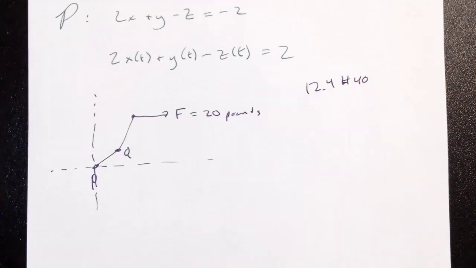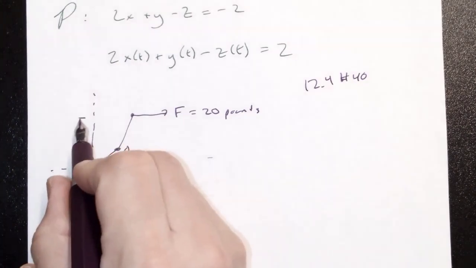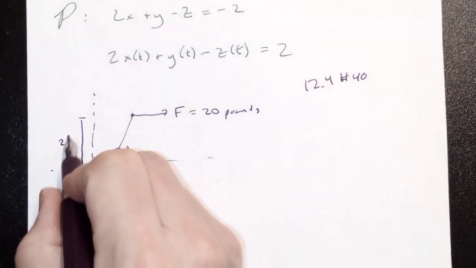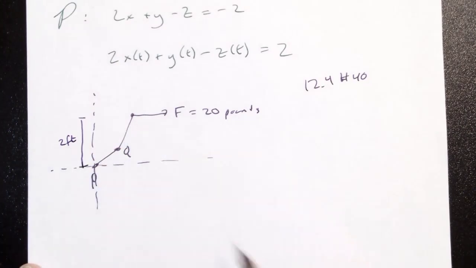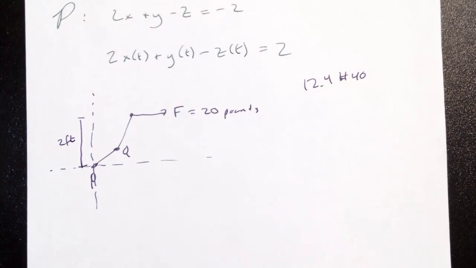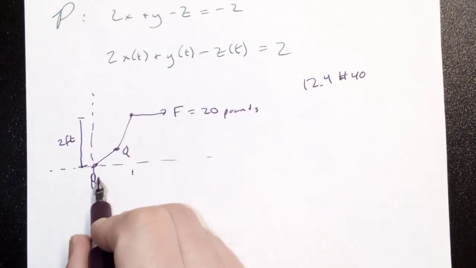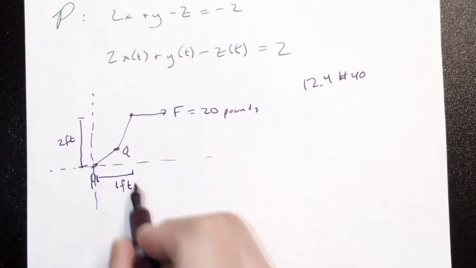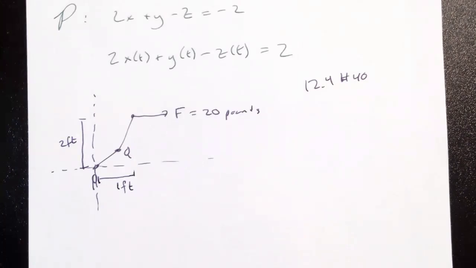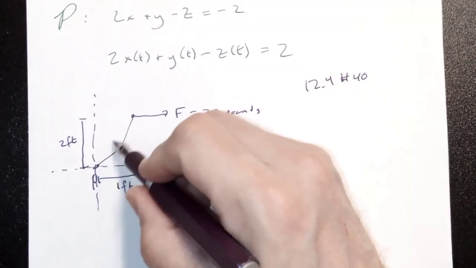Now, we're also given some measurements, aren't we? There are some distances involved here. We're told it is 2 feet here from the height of P to the height where the force is applied. And it's 1 foot from P to the point where the force is applied horizontally. So far, so good? So, dumb question number 1. How far is it from here to here?